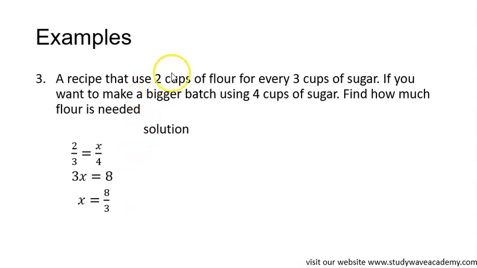In this recipe, you use 2 cups of flour for every 3 cups of sugar. So when you are using 4 cups of sugar, you will need 8/3 cups of flour, okay, to maintain the same recipe. Do you understand? Okay, good. Let's look at another example.